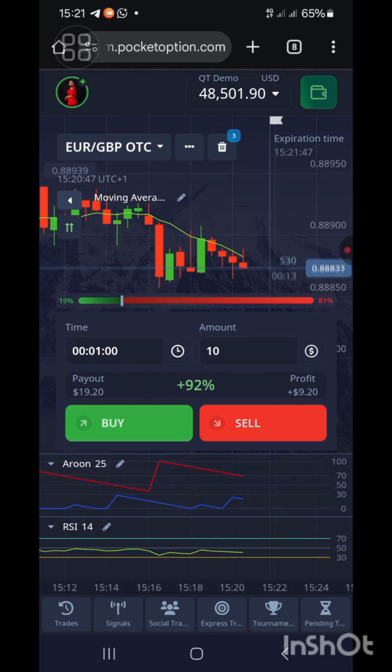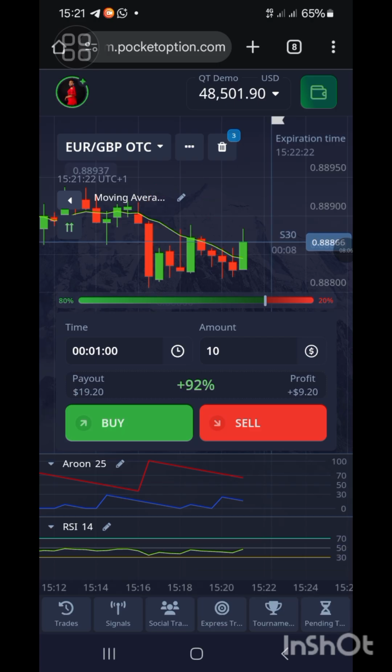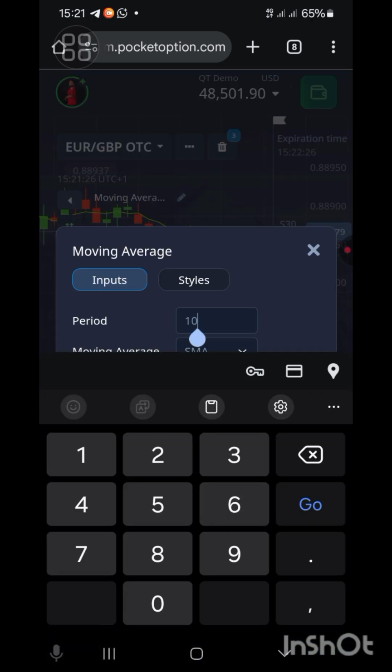Okay, for the moving average, you click on this thing here that looks like a pencil. Click on it so that we can change the setting. The period should be 19. She said the period is 19.